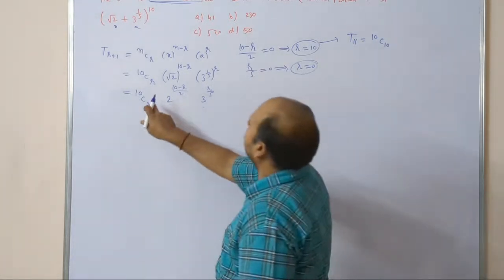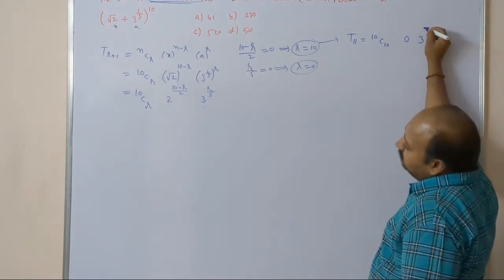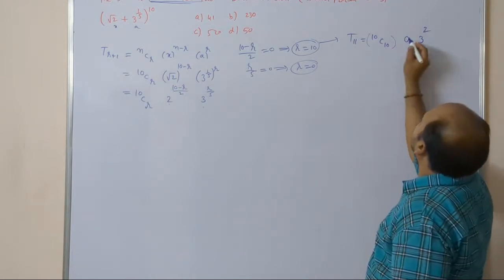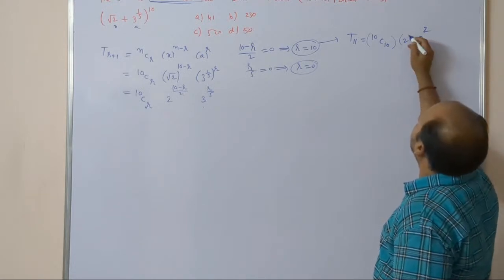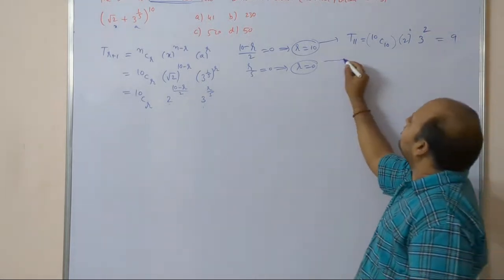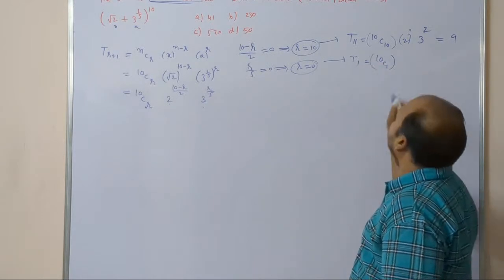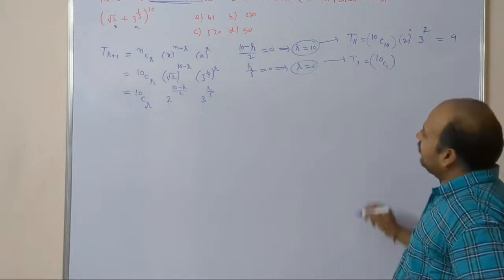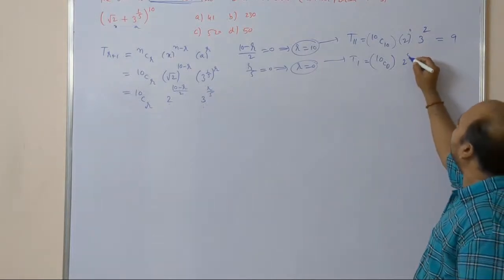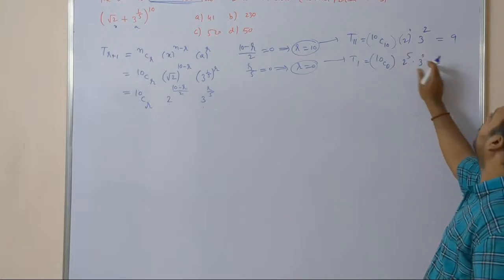10C10, 2 power this value anyway is 0, 3 power r by 5, r value 10 means 10 by 5, 2. So 2 power 0 is 1, 10C10 is 1, 3 square, 9 will come now. Next r is equal to 0, substitute. So T1 will come: 10C0, 2 power (10 minus 0) by 2 means 2 power 5, into 3 power 0. 10C0 is 1, 2 power 5 is 32, 32 into 1.